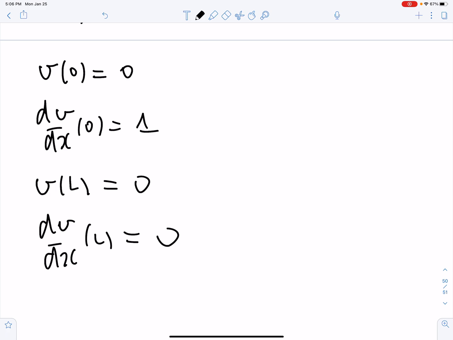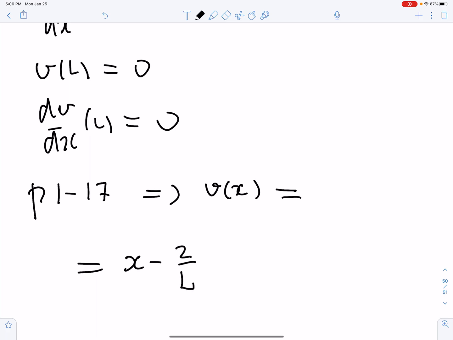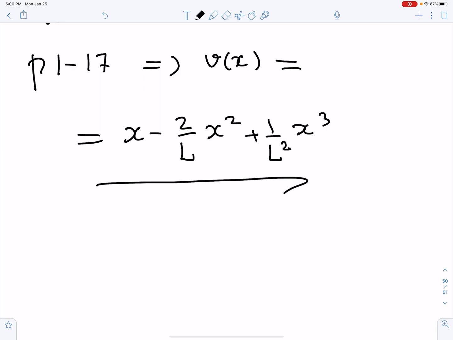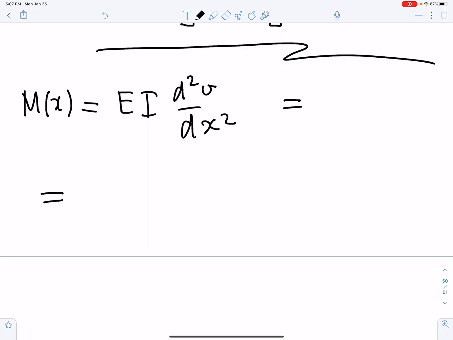So if you look at page 117, you find that for this situation, V of x equals x minus 2 over L x squared plus 1 over L squared x cubed. So you completely calculate the displacement corresponding to this situation. From the displacement, you calculate the moment, equals EI d squared V dx squared.